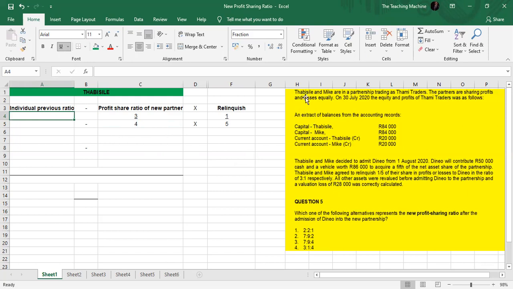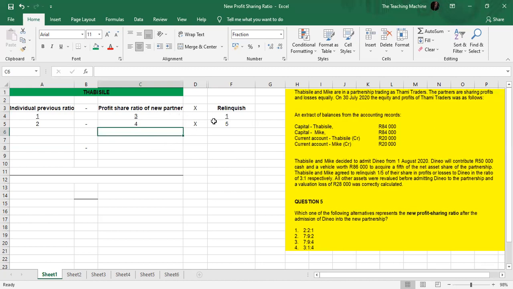Now, what is the individual previous ratio? Let's look at the information again. Tabisile and Mike are in a partnership. The partners are sharing profits and losses equally. So equally means 1/2. Okay. So now let me solve these two first.